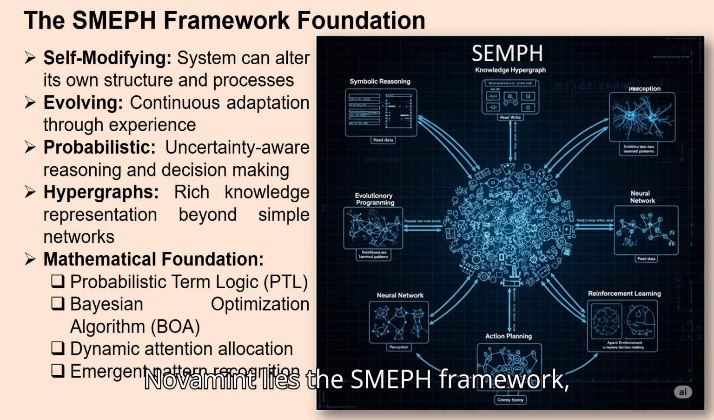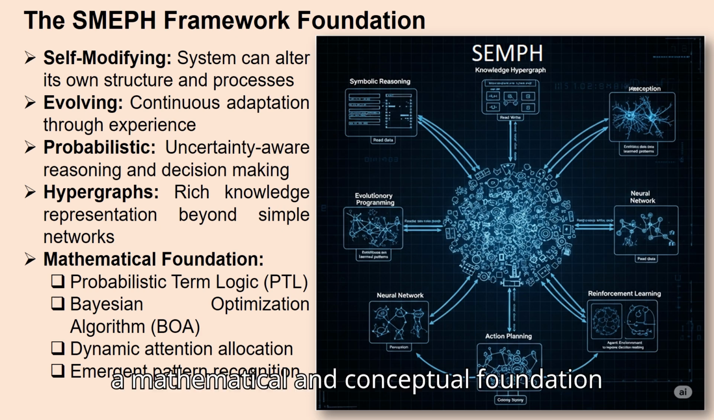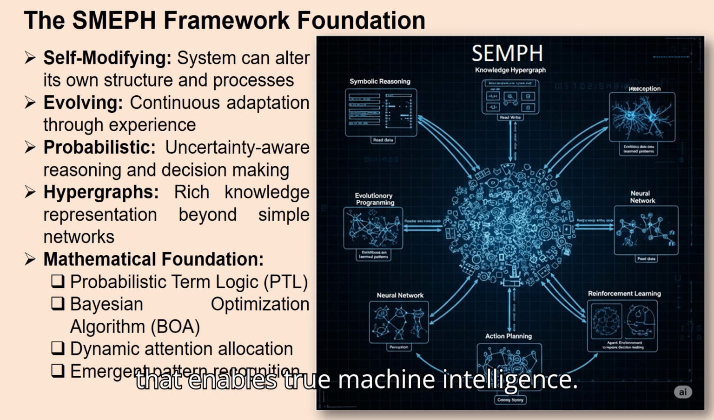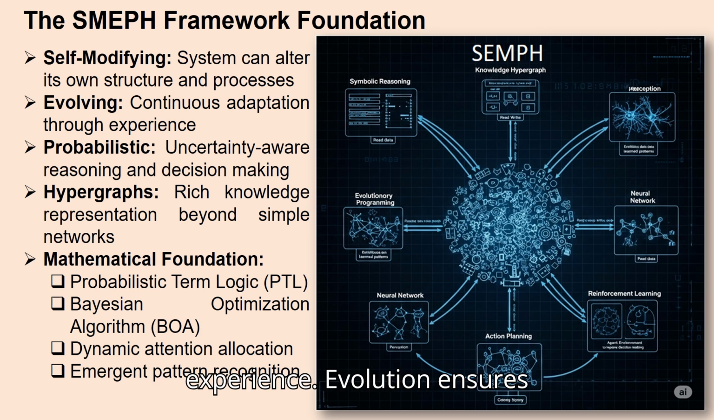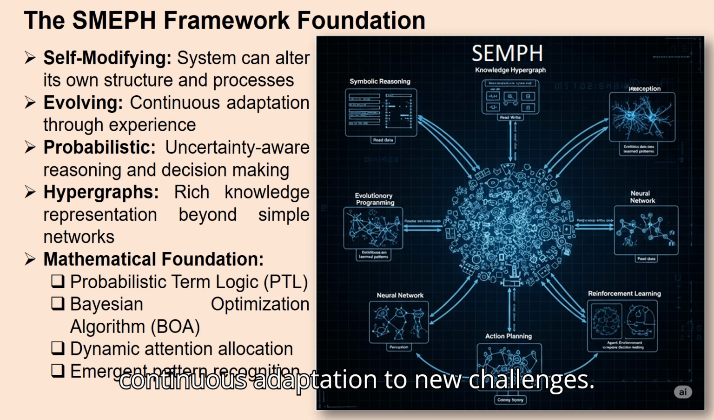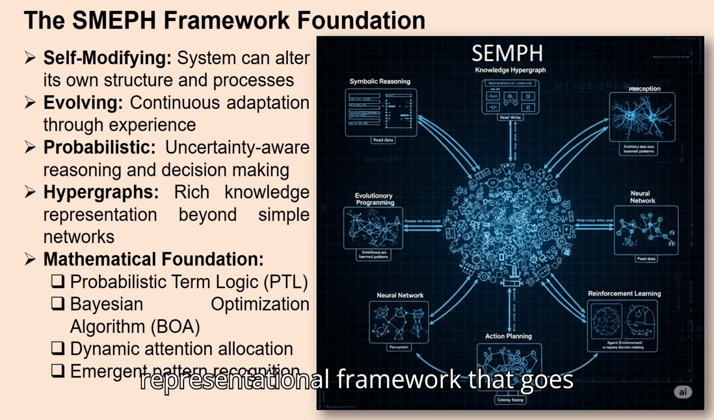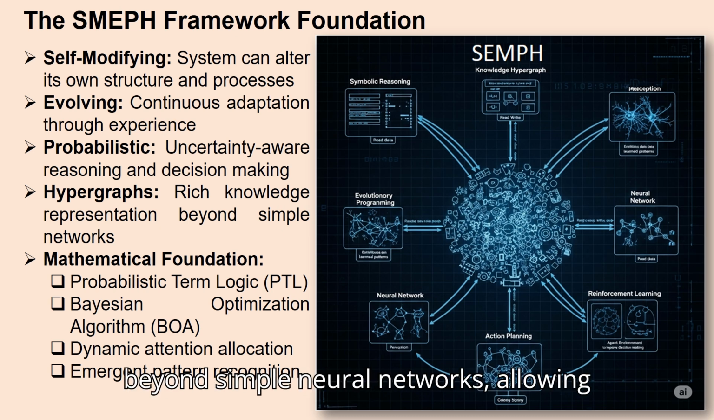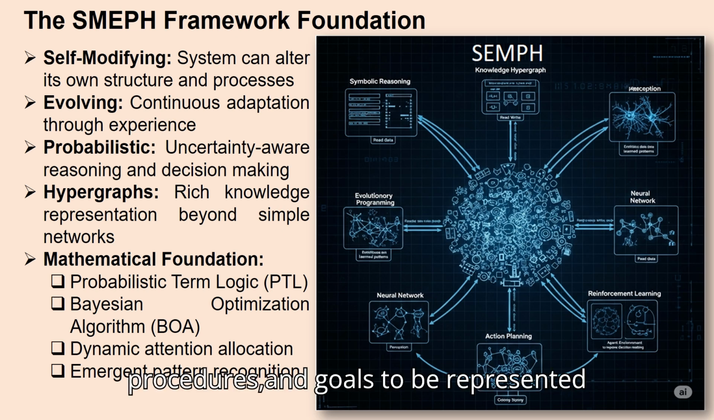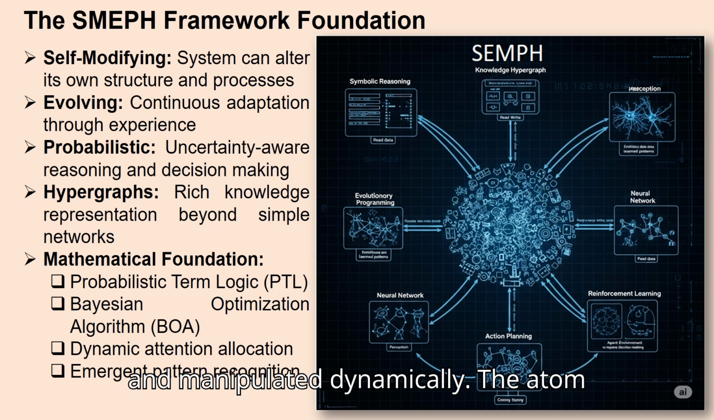At the heart of Novamente lies the SMEPH framework, a mathematical and conceptual foundation that enables true machine intelligence. Self-modification allows the system to improve its own algorithms based on experience. Evolution ensures continuous adaptation to new challenges. Probabilistic reasoning handles uncertainty and partial information, much like human cognition. Hypergraphs provide a rich representational framework that goes beyond simple neural networks, allowing complex relationships between concepts, procedures, and goals to be represented and manipulated dynamically.